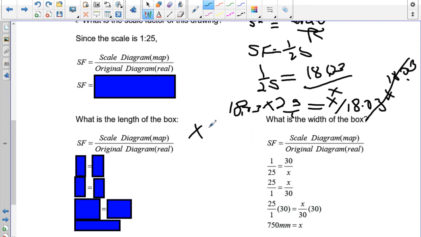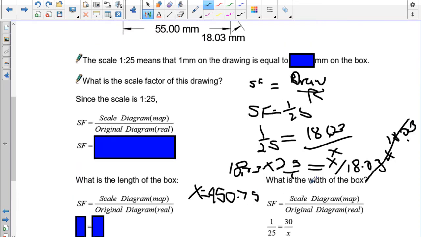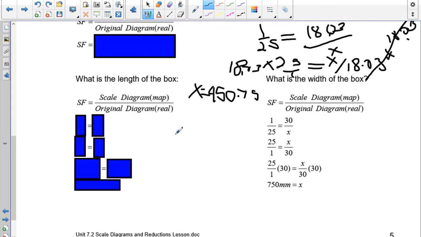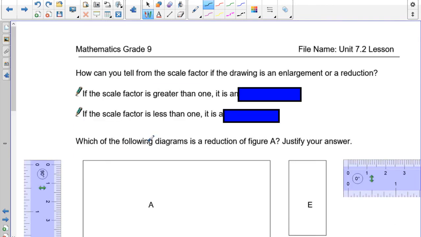450.75. All right. So you should have gotten the same thing I did. There's all three of them here. So if you have any difficulty, just review it again. Going on to the next page.